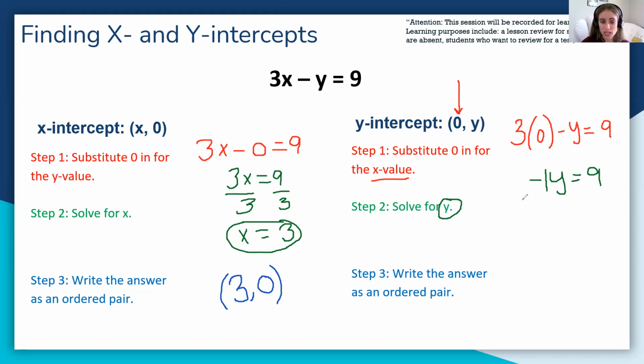The inverse of multiplication is division. We'll divide both sides by negative 1. Y is equal to negative 9. So y is equal to negative 9 when your x is 0. And when our x is 0, it's a y-intercept. So we have our ordered pair.